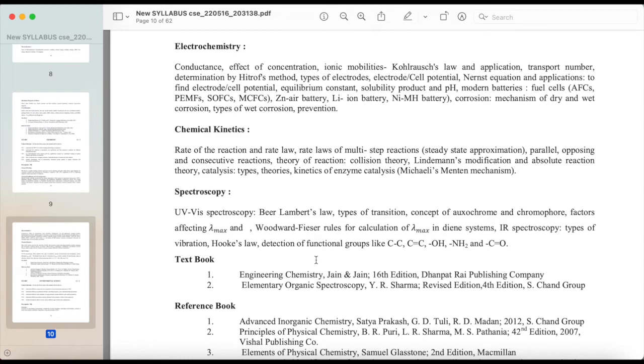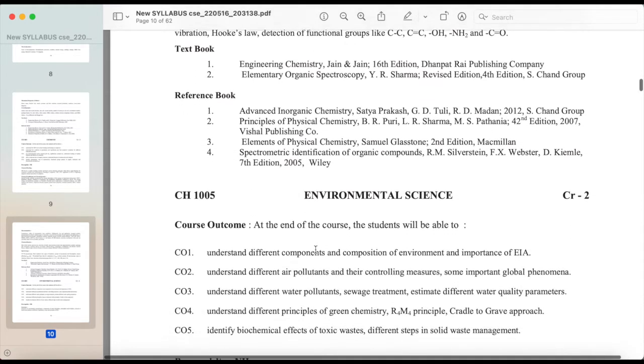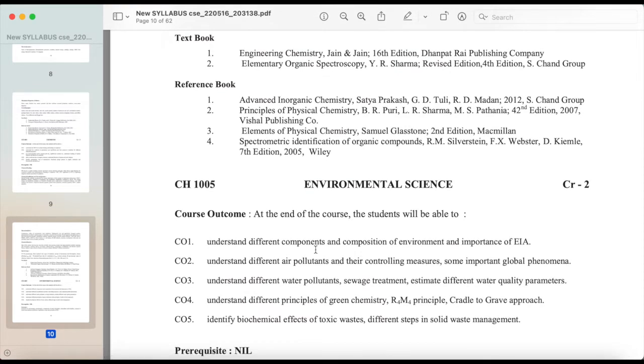Textbook: 1. Engineering Chemistry, Jain and Jain, 16th edition, Dhanpat Rai Publishing Company. 2. Elementary Organic Spectroscopy, Y.R. Sharma, Revised Edition, 4th edition, S. Chand Group. Reference Book: 1. Advanced Organic Chemistry, Satya Prakash, G.D. Tuli, R.D. Madan, 2012, S. Chand Group. 2. Principles of Physical Chemistry, B.R.